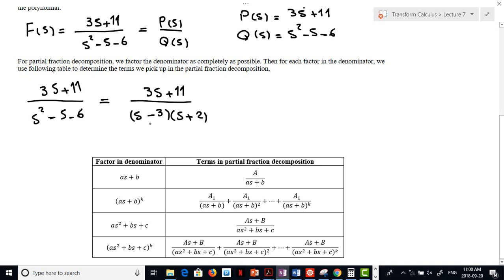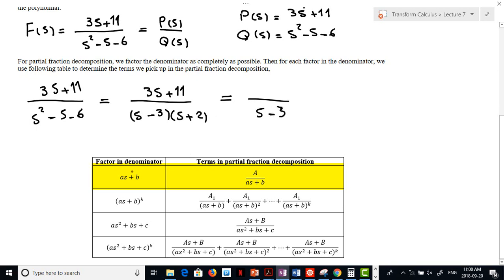Then for each factor in the denominator, we have to look at this table to find the terms in the partial fraction decomposition. For example, at first I look at s minus 3. In this table, in the left column, it says that if your factor in the denominator is as plus b, where a and b are constants, then the term in the partial fraction decomposition should be A, which is unknown, divided by (as plus b). So when we have s minus 3 here, we have s minus 3 here.